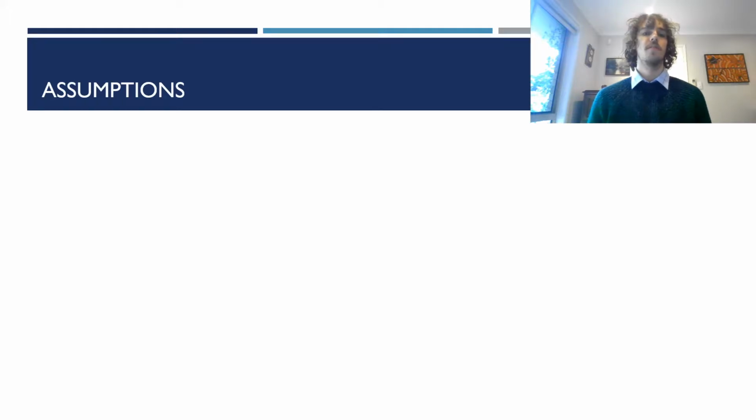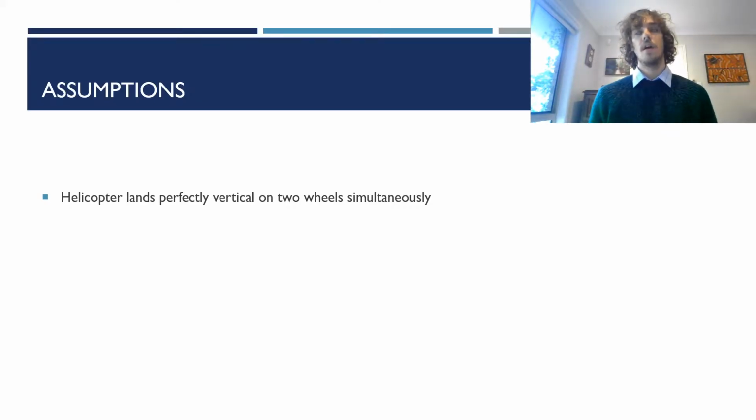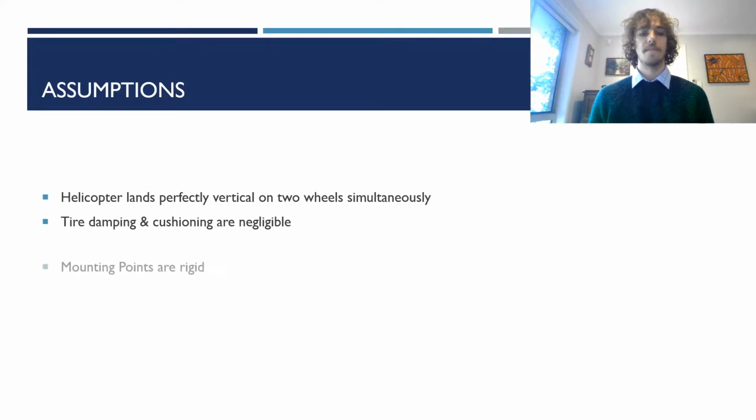So we had to have some assumptions to simplify the analysis, which were that the helicopter lands perfectly vertical on two wheels simultaneously, so therefore both the forces distributed evenly over each wheel. We're going to ignore tire dampening and cushioning. The mounting points are rigid, and also the cost is neglected considering we don't really have any prices to compare to.